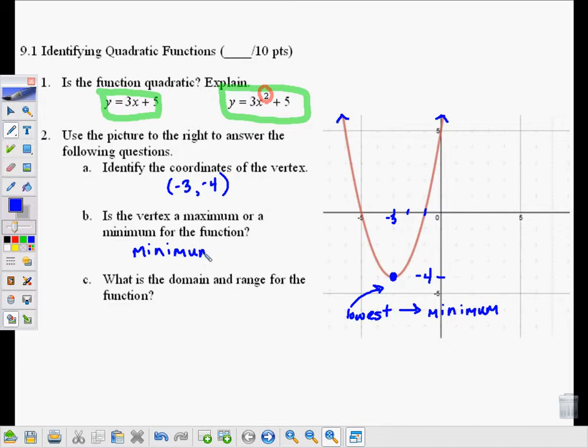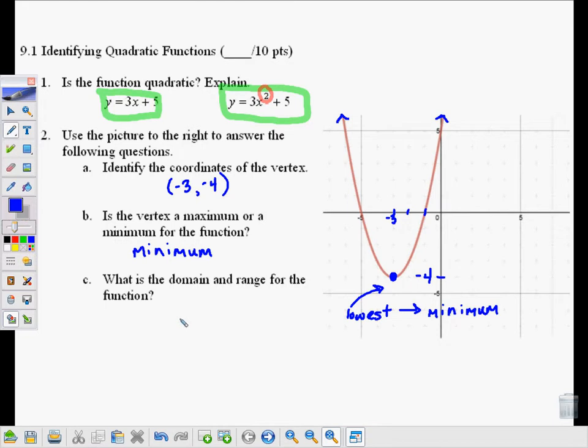Now, what would this look like if it was a maximum? Well, that would be a situation where the parabola looked like this, and the vertex would be at the top, and that would be a maximum. But that's not what we're dealing with here.